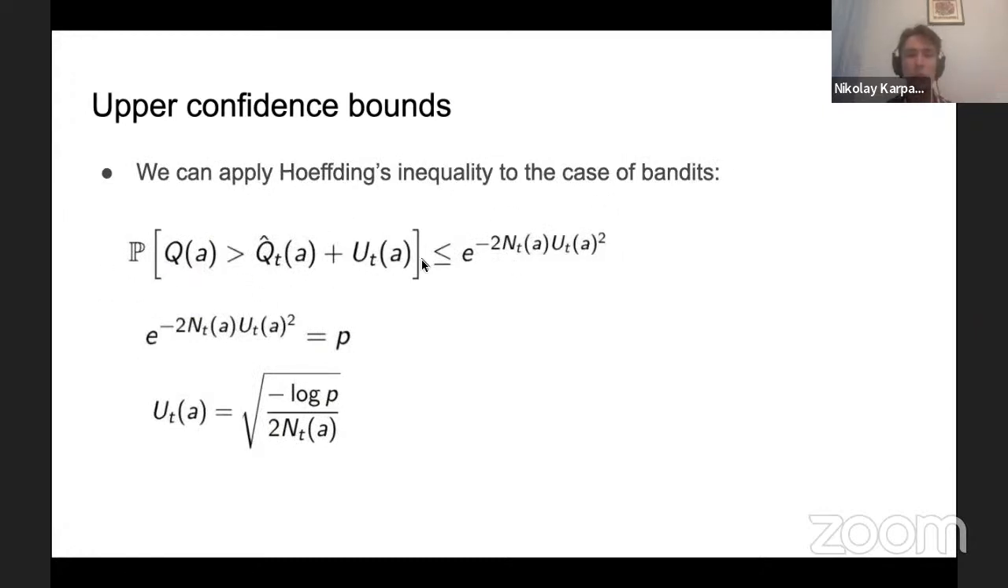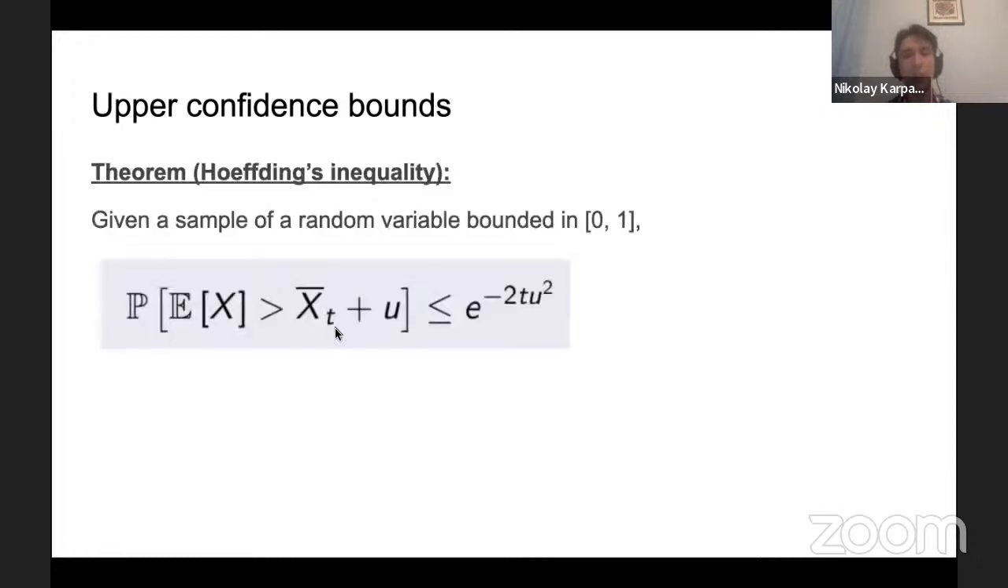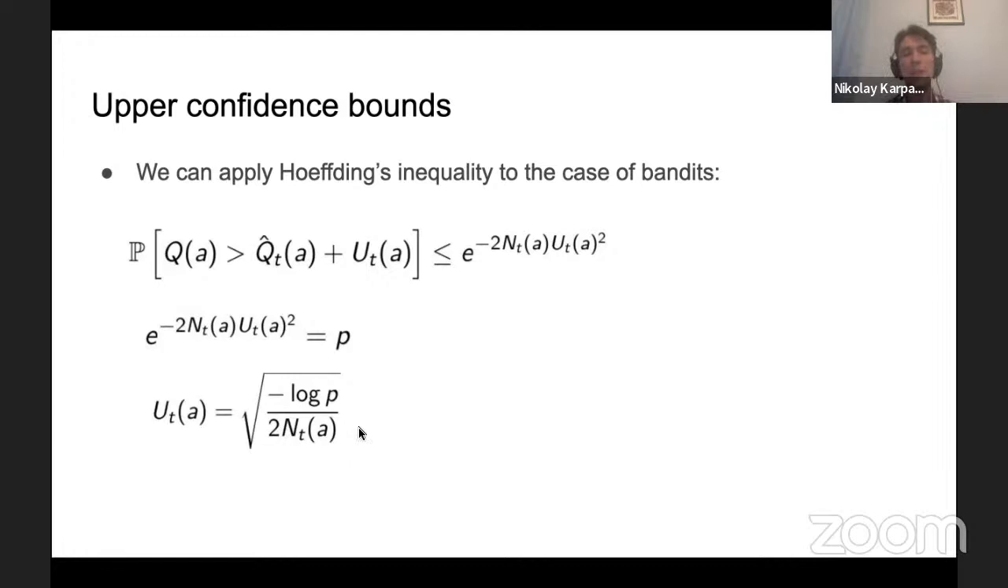So we want to have some upper confidence bound based on our samples. This would be U_t(a), the upper confidence bound. And we can estimate it to be dependent only on the probability in the Hoeffding's inequality and the number of trials.